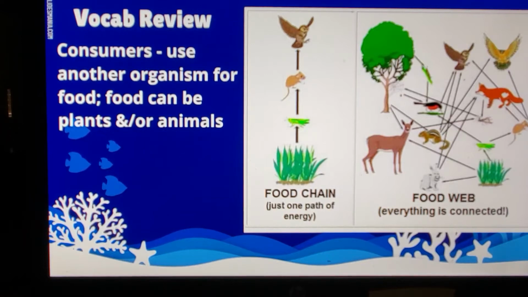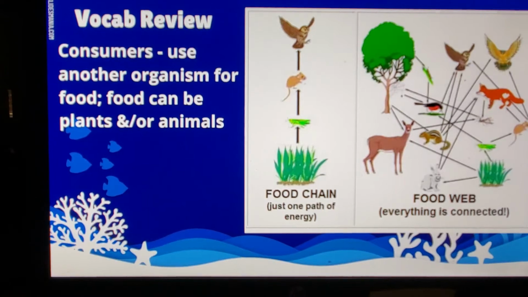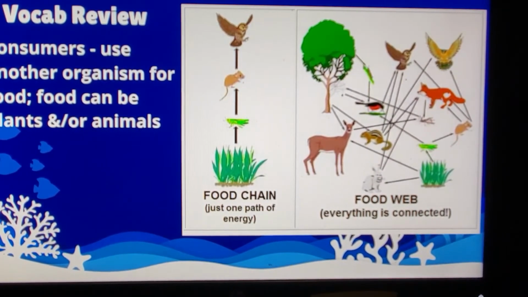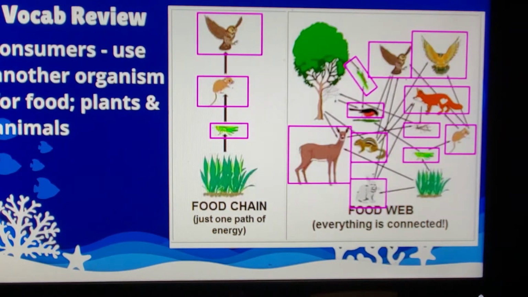Consumers, again, they use or eat other organisms as their food. So as you look at this graphic, what would be the things considered consumers? Anything that's an animal, okay? And remember, whether they eat only plants or they eat only meat or they eat both, they're considered consumers. They have to consume other organisms to survive. They cannot make their own food. Only plants can do that.